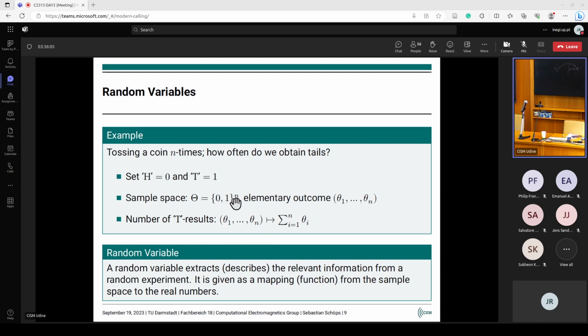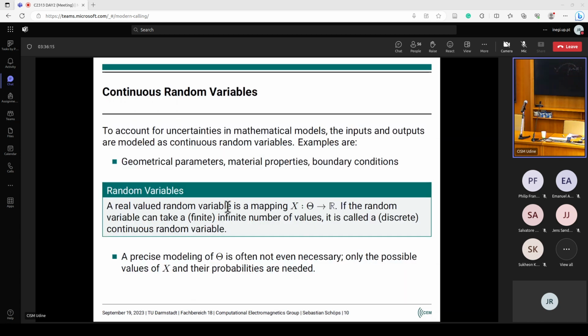So before I called it heads and tails, and now I call it 1 and 0, and that's the idea, to make this more matchable by mathematics, right? I want to have a mapping that I can actually do something with. So especially for uncertainties, I will most probably have continuous random variables, right?